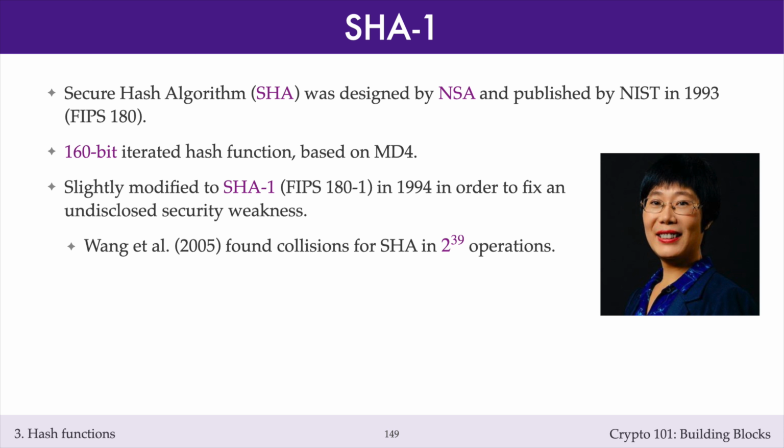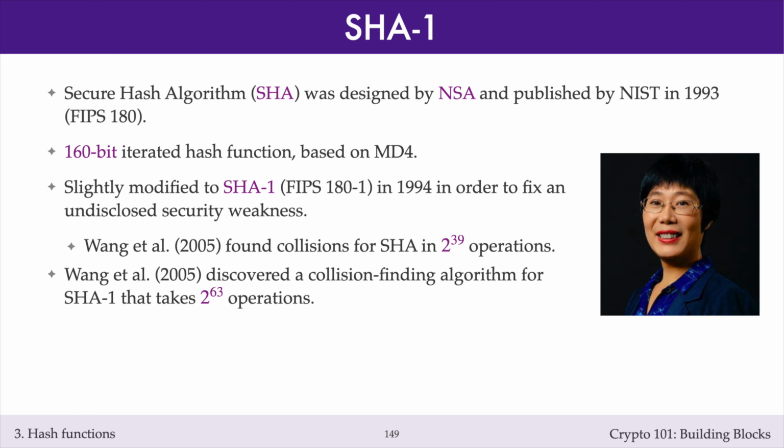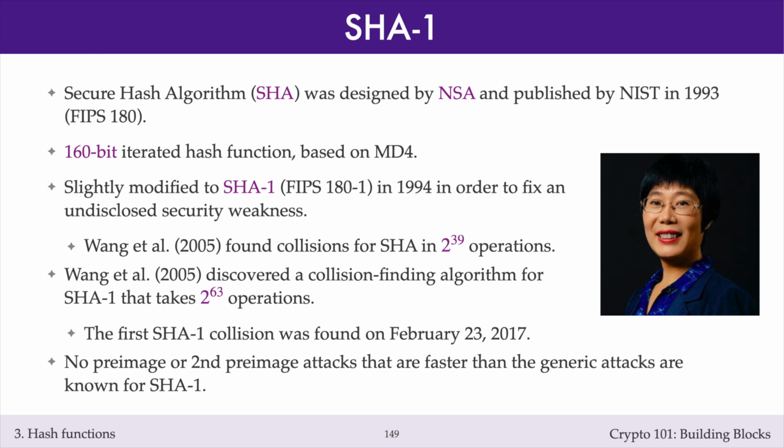It's plausible, although we don't know for sure, that the NSA discovered Wang's attack earlier in 1994, and this is why they modified SHA to SHA-1 to circumvent the attack. Also in 2005, Professor Wang discovered a collision-finding algorithm for SHA-1 that takes 2^63 operations. This amount of computation was considered very difficult in 2005. And so, it wasn't until 2017 when Wang's attack was actually used to find the first SHA-1 collision. No attacks for finding preimages or second preimages for SHA-1 are known that are faster than the generic attacks.